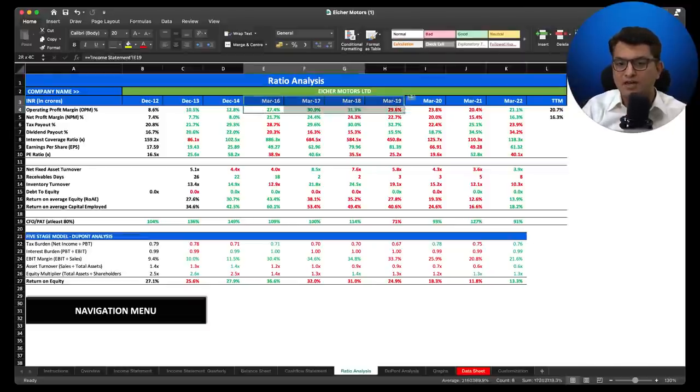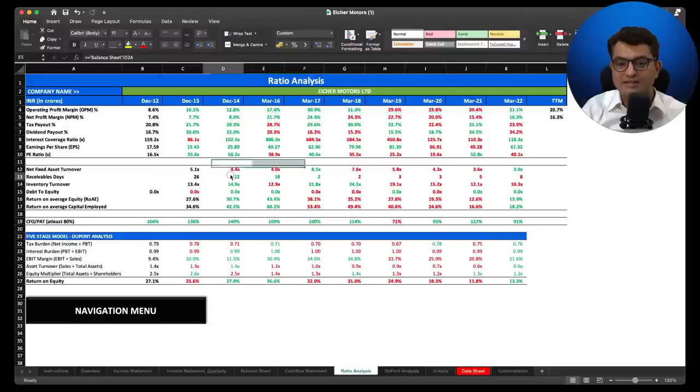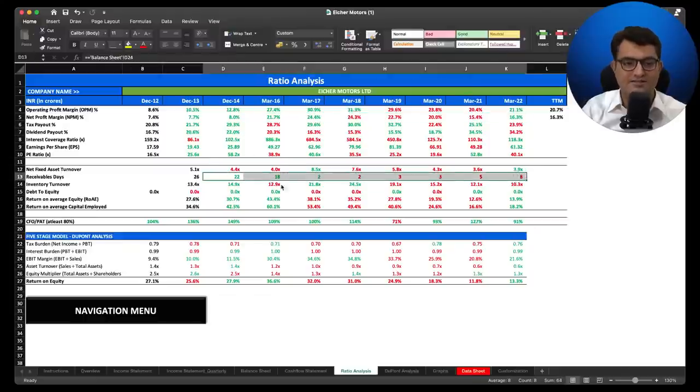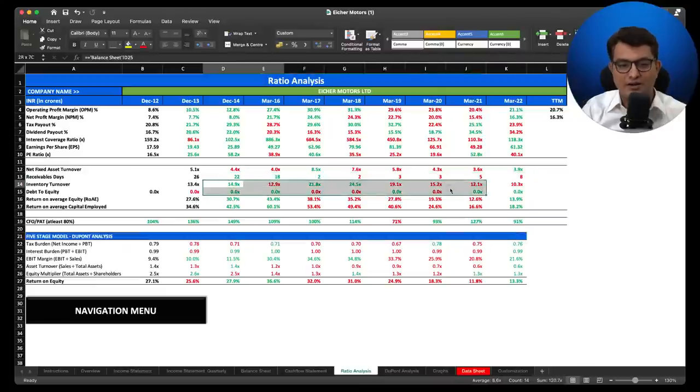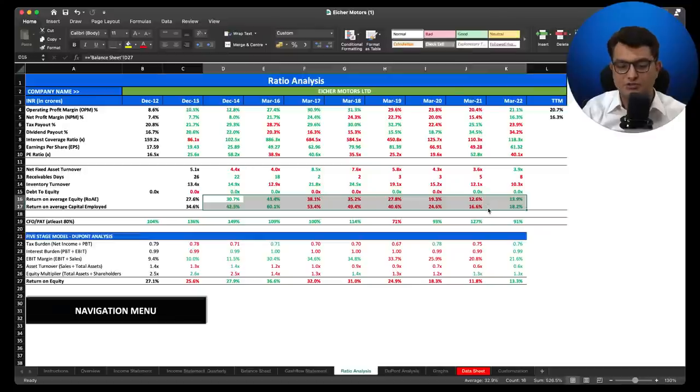Eicher Motors, if you see again, operating margins are north of 20%. Net profit margins are also crazy, minimum 15% for the last 7-8 years. And if you go about receivable days again, hardly any receivable days. The inventory turnover is also great. And if you see the return ratio, again very, very strong. So this is what helps us understand how these businesses are compounding.